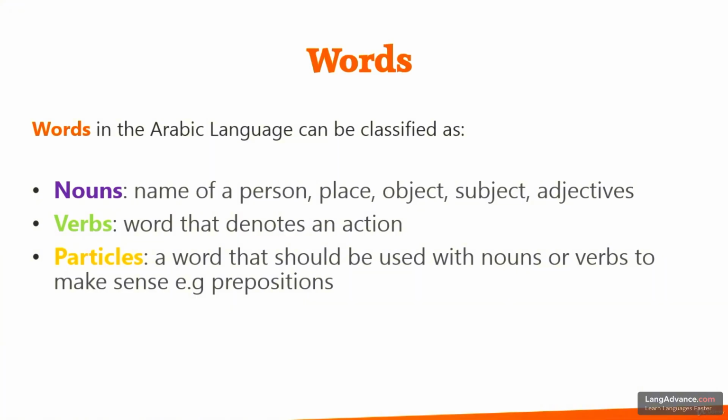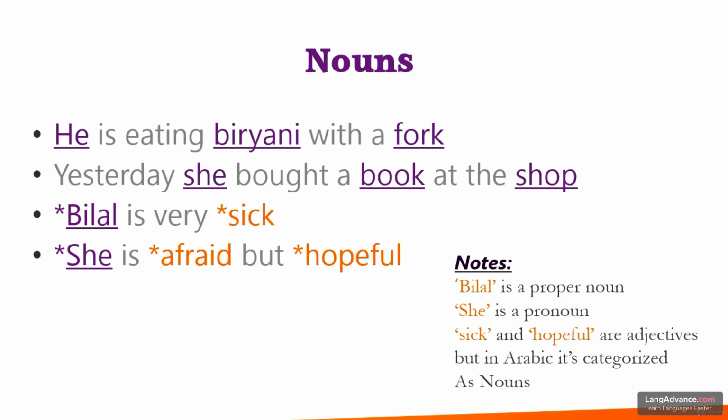For example, prepositions. Here are some examples of nouns in sentences in English. The first sentence is, he is eating biryani with a fork. He here is a pronoun, and it's part of the category of nouns. So he is a noun. Biryani is a noun. Fork is a noun. So these are like objects, things, people, or nouns. Second sentence. Yesterday, she bought a book at the shop. She is a noun, and it's also a pronoun. Book is a noun. Shop is a noun.